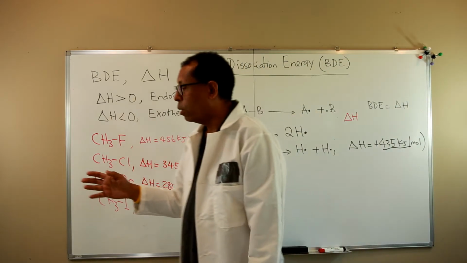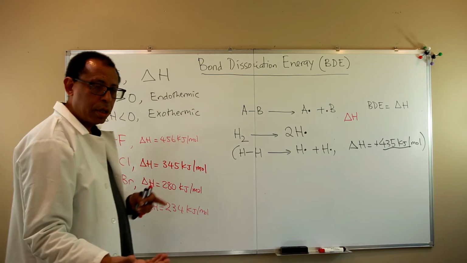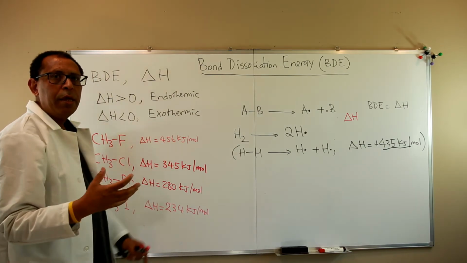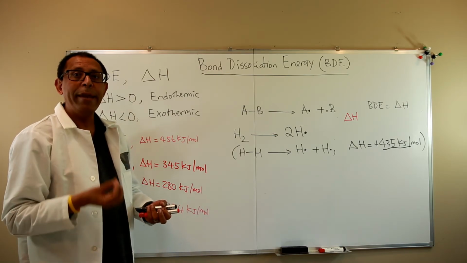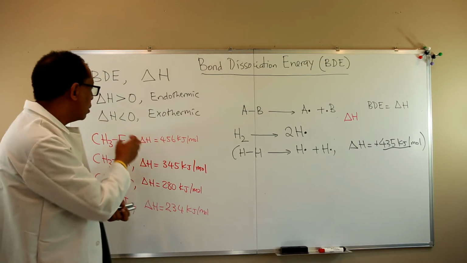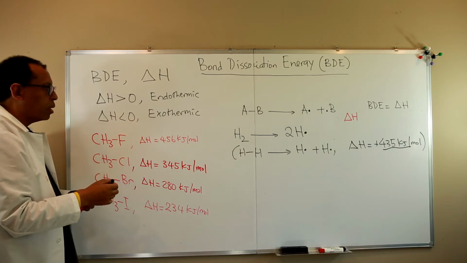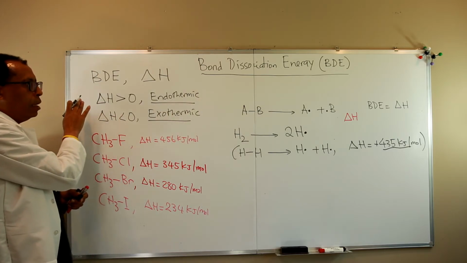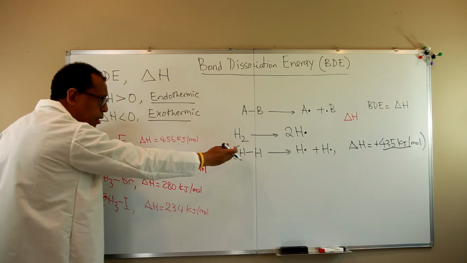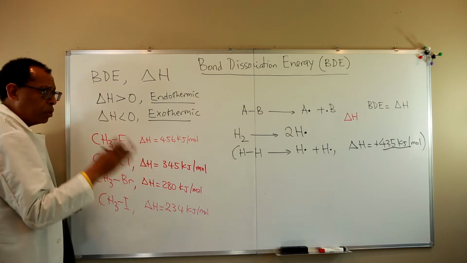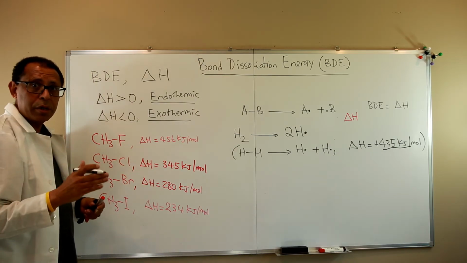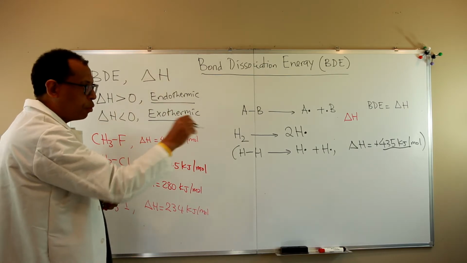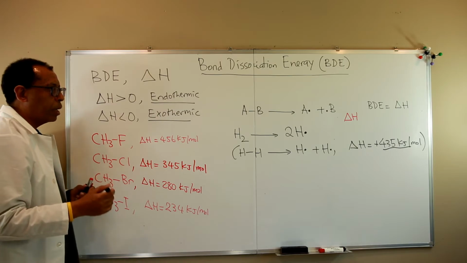But it is also common that some overall reactions generate heat. That means they actually produce a certain amount of energy. Such reactions are exothermic reactions. So exothermic and endothermic are based on the delta H value. In most cases, bond dissociation energies are the energy required to break a single bond. Therefore, they are endothermic. That means you have to put in that much energy to break a bond.